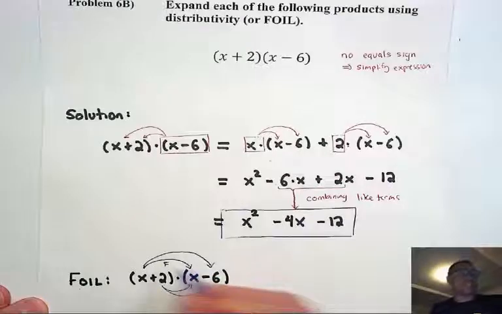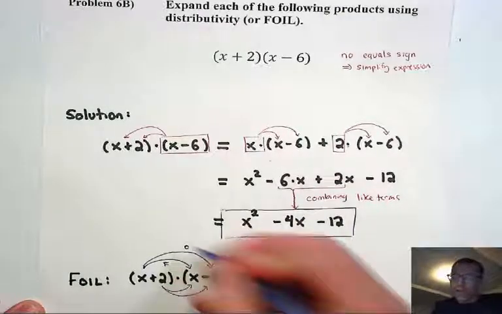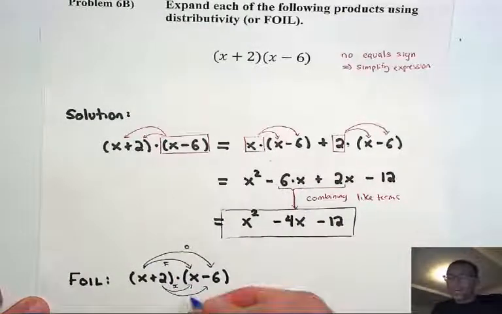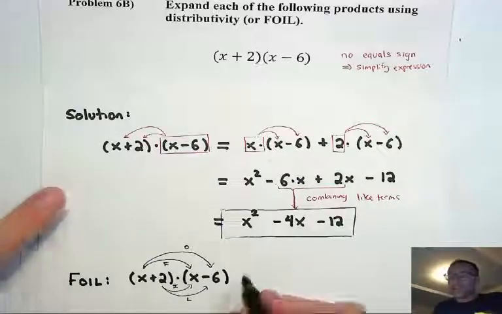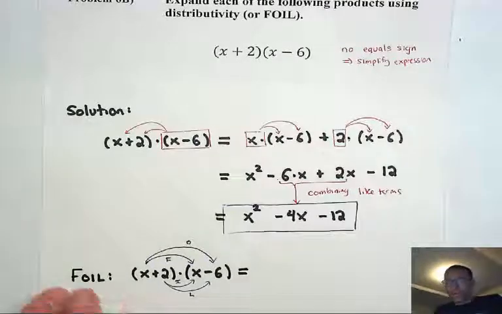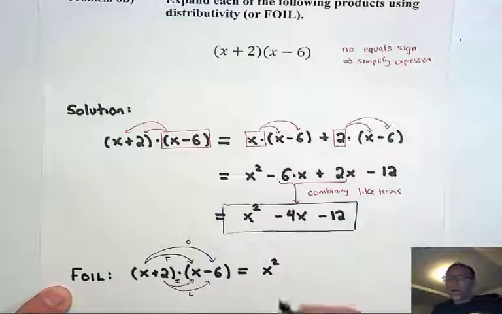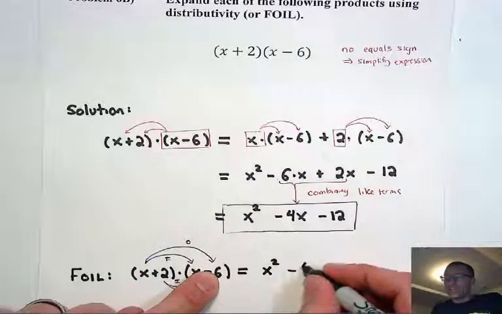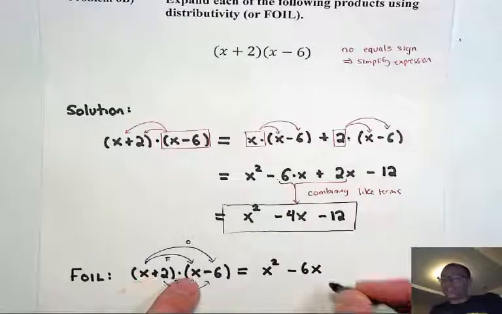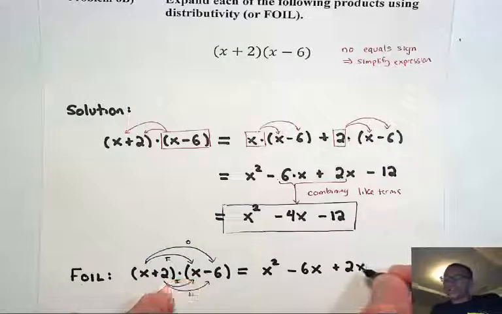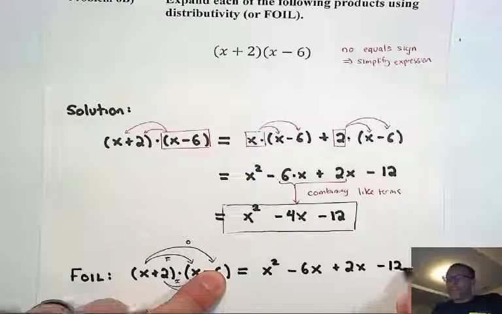Again, we're going to call this the first. We'll call that the outer. We'll call that the inner. We'll call this the last. If I just go first, outer, inner, last, x times x is x squared. X times negative 6 is negative 6x. 2 times x is 2x. 2 times negative 6 is minus 12.